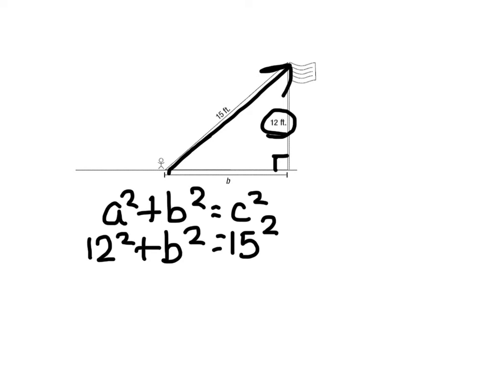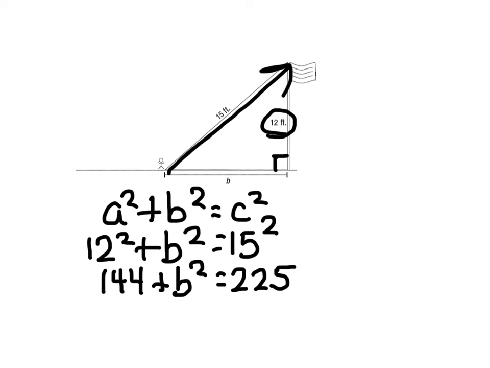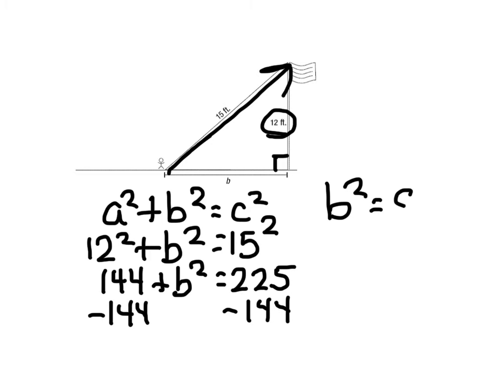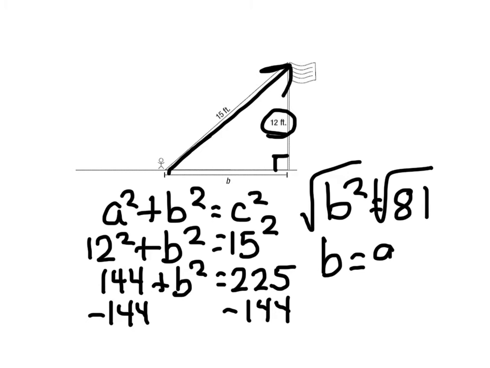All right, so let's solve for B. Well, 12 squared is 144. 15 squared is 225. We're going to subtract 144 from each side. So we'll have b squared equals 81. And then we'll take the square root of both sides. Therefore, b will equal 9. So this person is standing 9 feet away from the 12-foot tall pole, and the line of sight from that person up to the top of the pole, that straight distance, would be 15 feet.